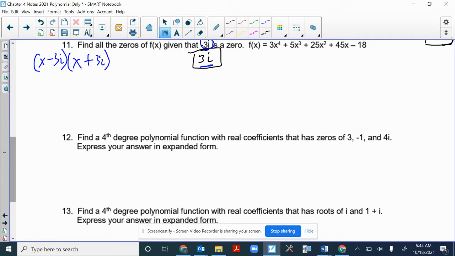We multiply this out, and when you do that, you get x squared plus 3ix.